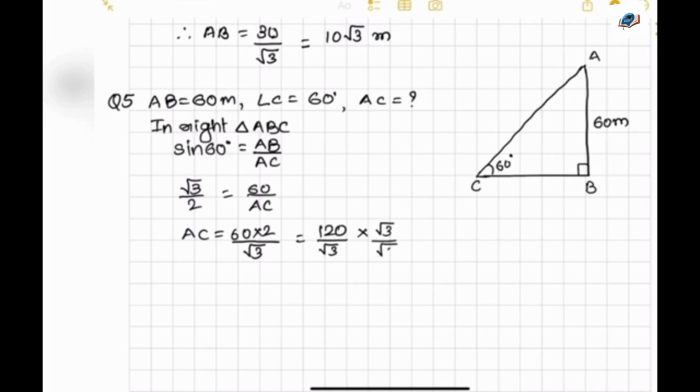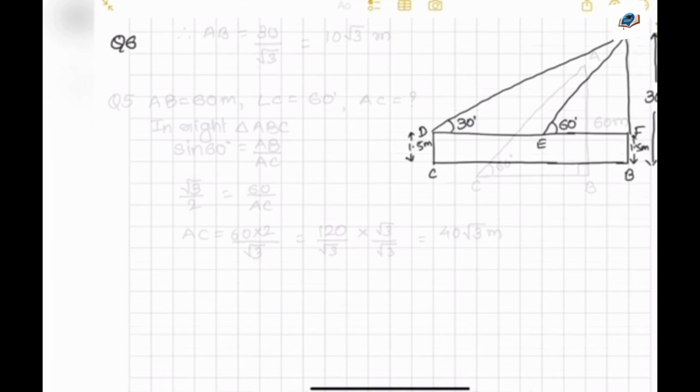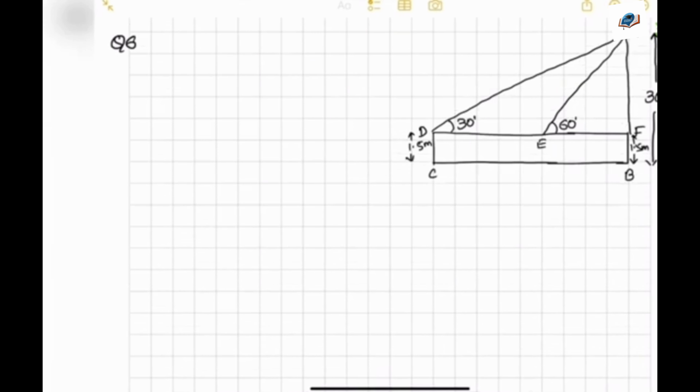Now, a 1.5 meter tall boy is standing at some distance from a 30 meter tall building. The angle of elevation from his eyes to the top of the building increases from 30 to 60 as he walks towards the building. Find the distance he walked towards the building.